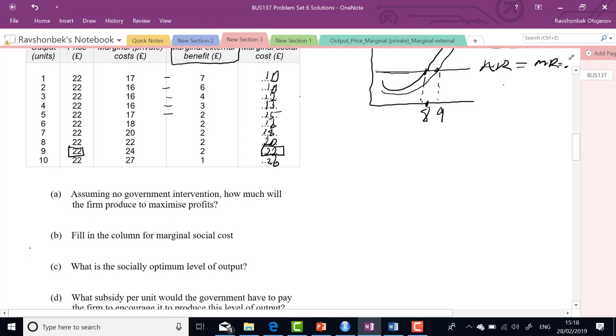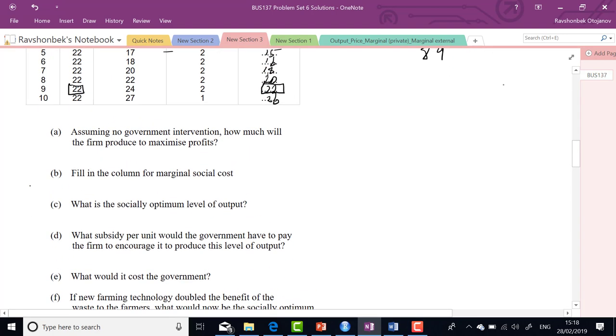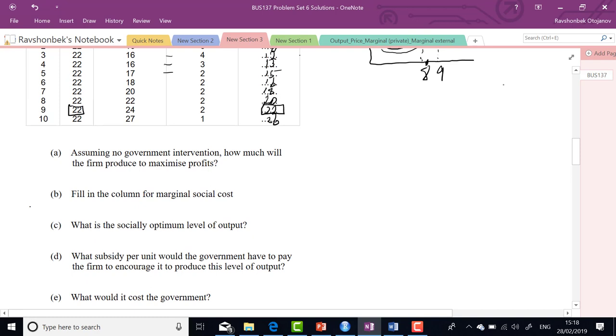Okay. What would it cost the government now? In total, in terms of subsidies. How many units are we producing? Nine. So each one is costing £2 to the government, isn't it? Because subsidy comes from government, taxpayers' money. So 9. So that's 18 then, yeah? So that will be 9 units at the socially optimal point. And for each unit, the government pays £2 subsidy, which makes the total expenditure for the government? 18.